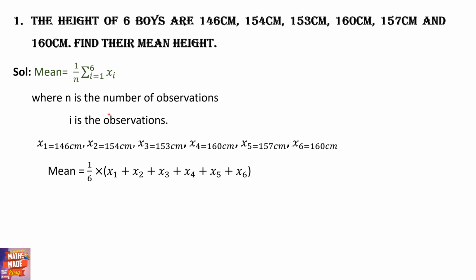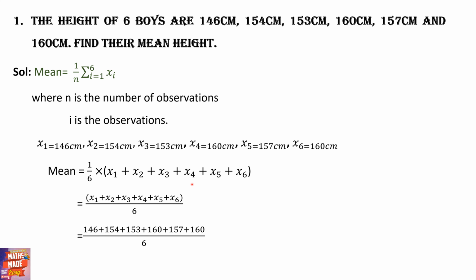Now if you expand, this is the formula: 1 by 6, that is n is 6, the total number of observations, into the sum. In place of i you are going to substitute 1, 2, 3, 4, 5, 6, right? And you are going to add all those observations. Now just substitute and multiply over here, so you will get the exact formula. Now just substitute the values over there. Now just add them up and divide by 6, then you will get 155 centimeter.